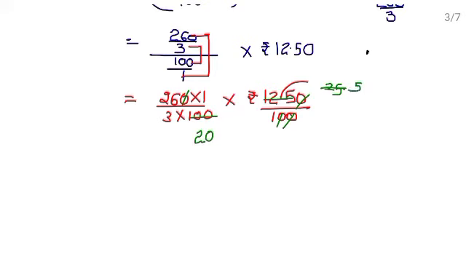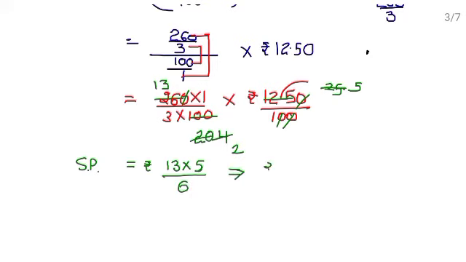Again 5 5s are 25. 5 4s are 20. Right? 2 2s are 4. 2 1s are 2. 2 3s are 6. Now numerator and denominator are not divisible by any same number. So this is selling price is equals to 13 multiply 5 in rupees upon, in denominator we have 3 2s are 6. Solve it. 13 5s are 65 upon 6.